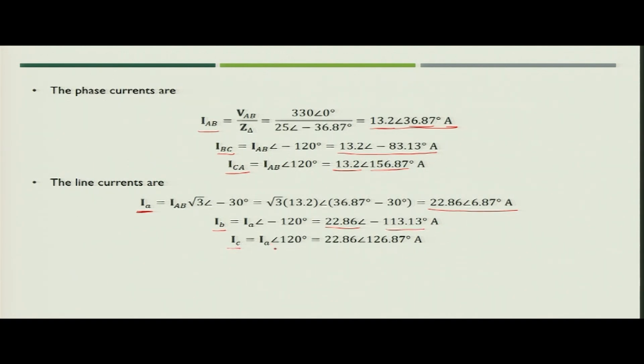Similarly, in case of IC, it will be IA angle 120 degree, because IC is lagging current IA by 240 degree, or if you translate it, it will become IA angle plus 120 degree. So, you just add 120 degree to the angle of IA, and you will get current IC as 22.86 angle 126.87 degree.